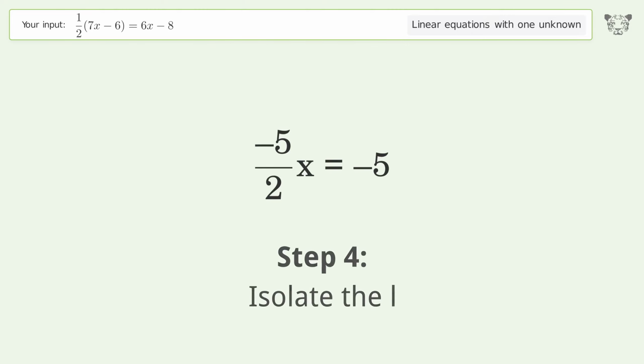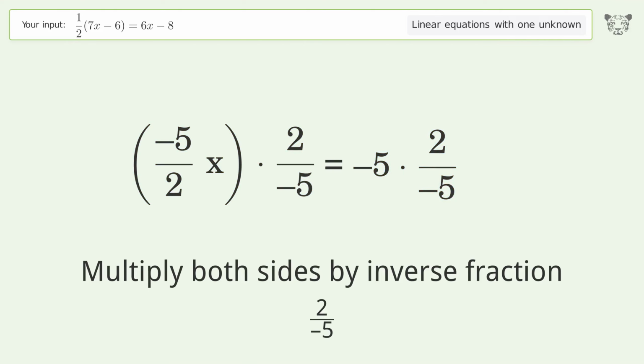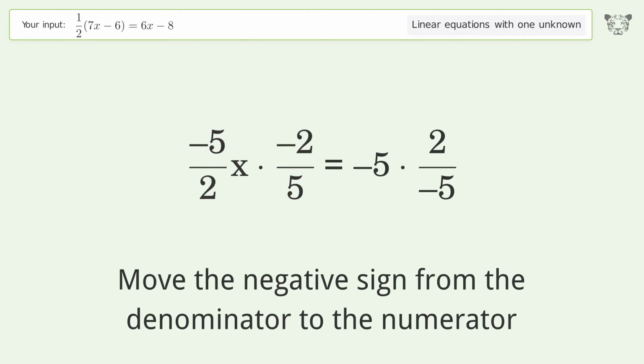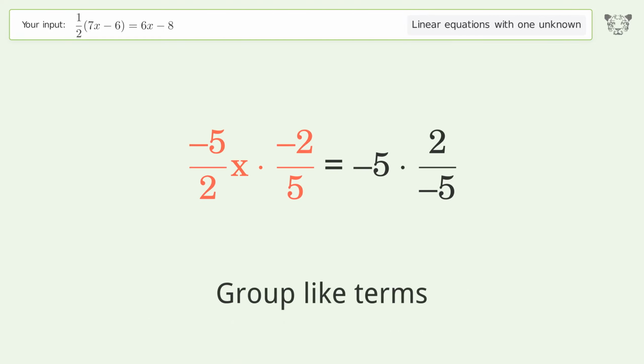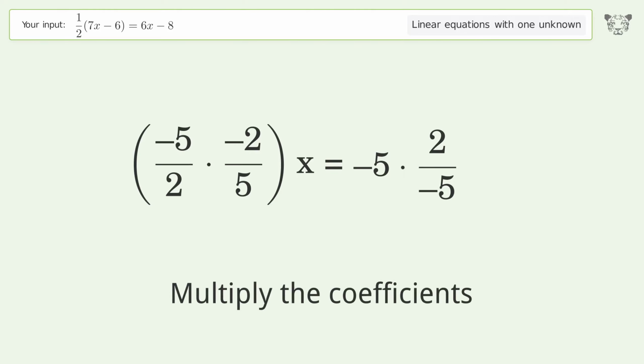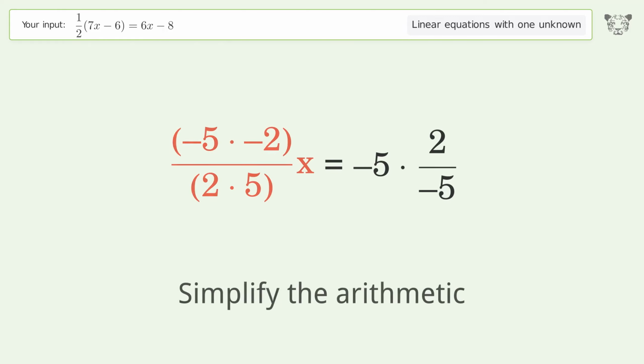Isolate the x. Multiply both sides by the inverse fraction 2 over -5. Move the negative sign from the denominator to the numerator. Group like terms. Multiply the coefficients. Simplify the arithmetic.